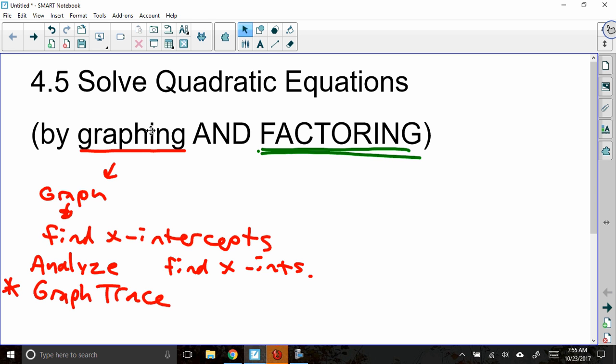So if you ever have to solve a quadratic equation, you make a function out of it, you graph it, you find the x-intercepts of the function, and that's the same thing as the solutions to the equation. So we'll look at one of those, maybe two of them, probably just two. All right, we ready to do this? Ready or not, here we go.